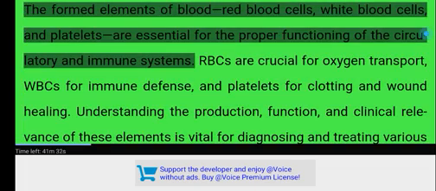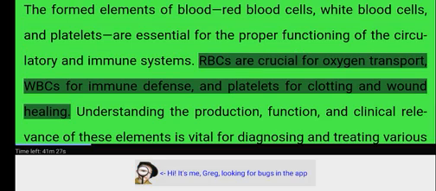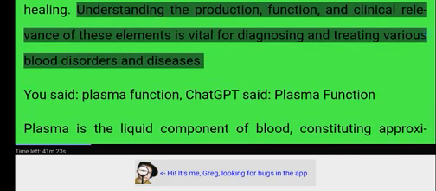6. Conclusion. The formed elements of blood, red blood cells, white blood cells, and platelets, are essential for the proper functioning of the circulatory and immune systems. RBCs are crucial for oxygen transport, WBCs for immune defense, and platelets for clotting and wound healing. Understanding the production, function, and clinical relevance of these elements is vital for diagnosing and treating various blood disorders and diseases.